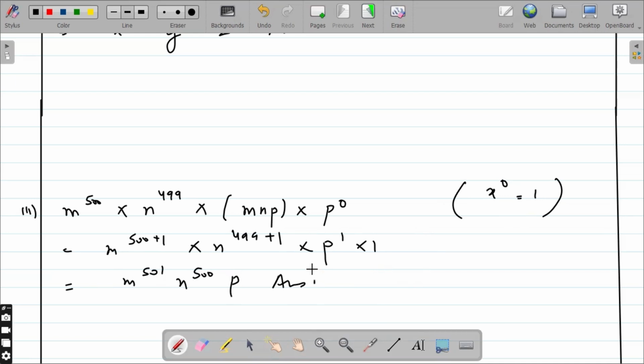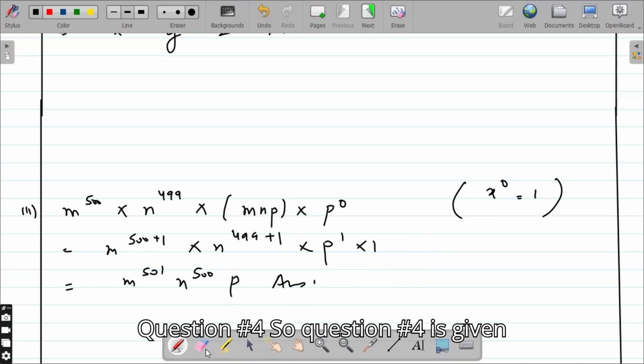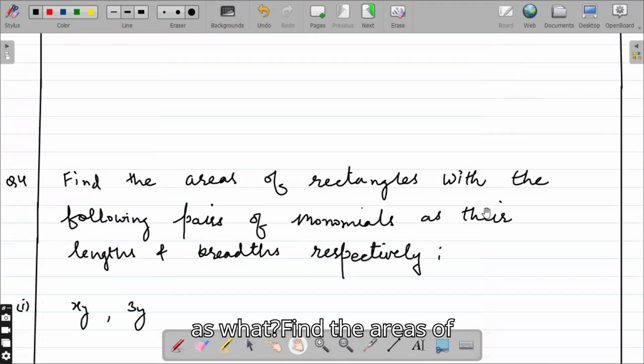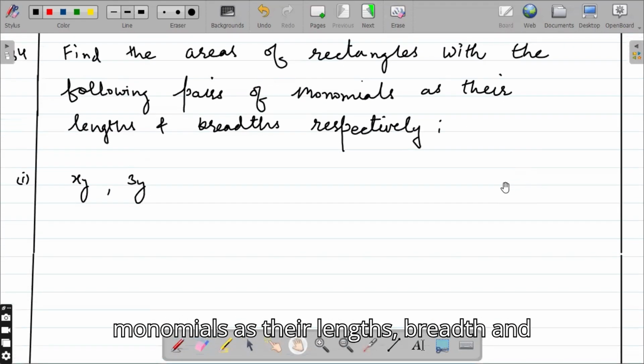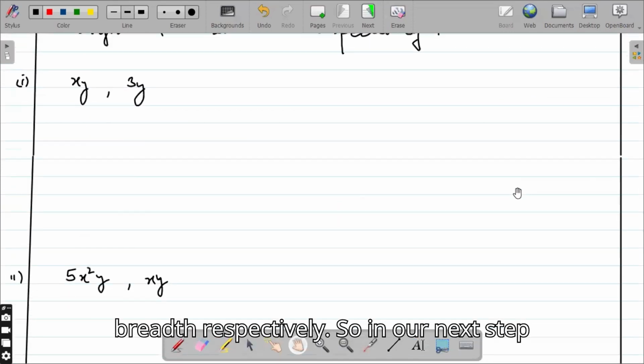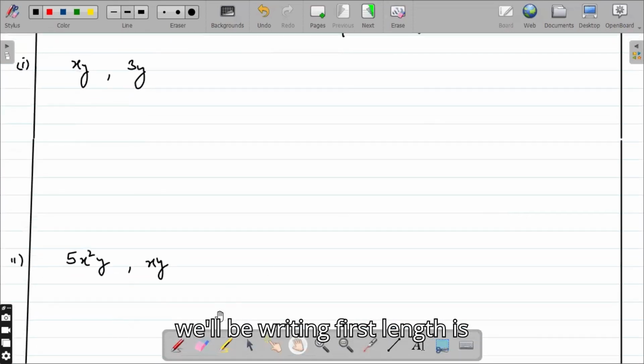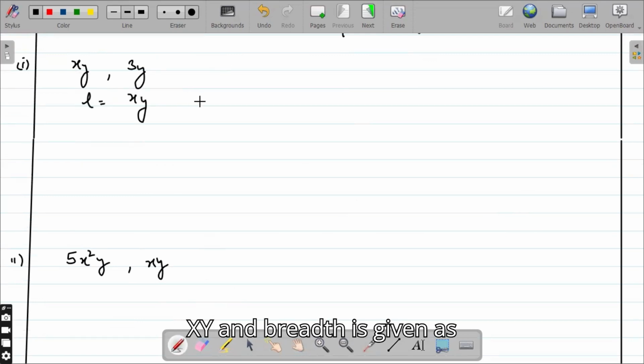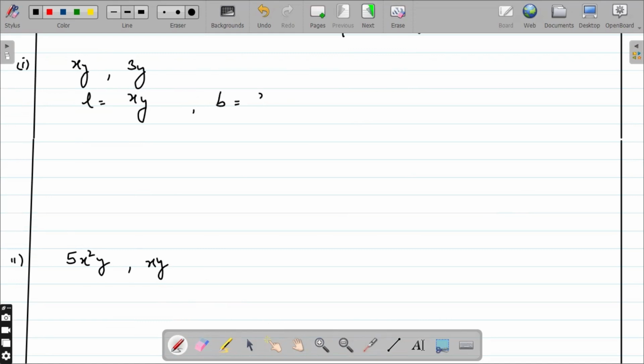Let's move further. Question number 4. So question number 4 is given as what? Find the areas of rectangles with the following pairs of monomials as their lengths and breadths respectively. So in our next step, we'll be writing first. Length is given as what? xy, and breadth is given as 3y.